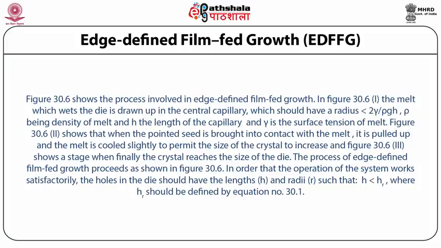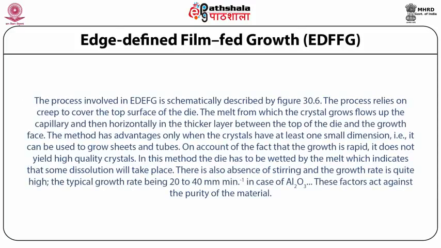In order that the operation of the system works satisfactorily, the holes in the die should have lengths represented by small h and radii represented by small r, such that h is less than h_r, where h_r should be defined by equation 30.1. The process involved in EDFFG is schematically described by figure 30.6.